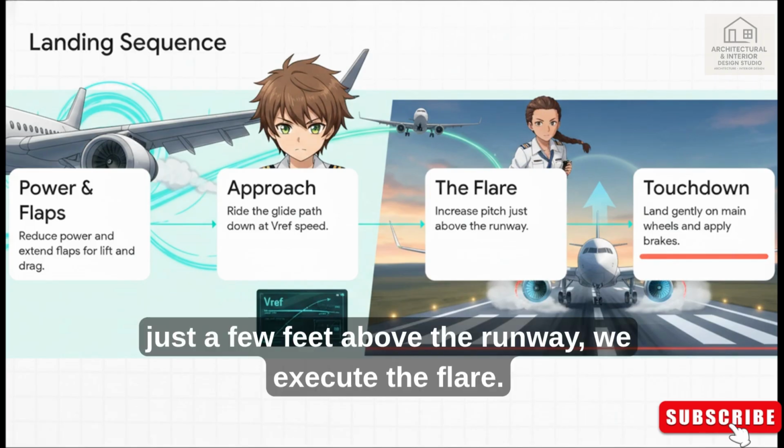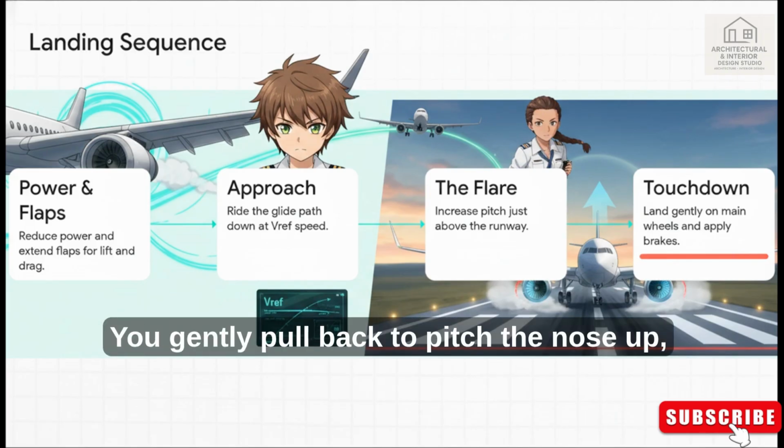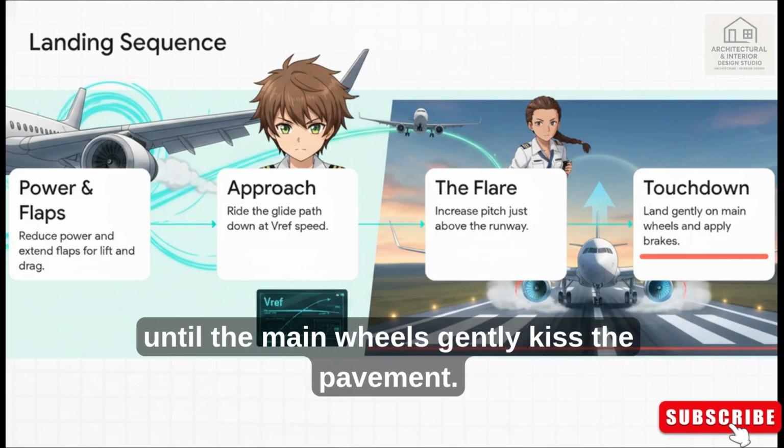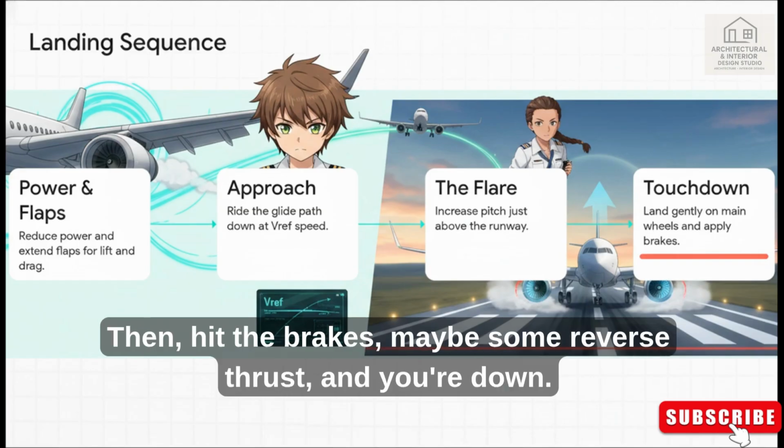Then, just a few feet above the runway, we execute the flare. You gently pull back to pitch the nose up, cutting your descent rate, and you just hold it right there, hovering, until the main wheels gently kiss the pavement. Then, hit the brakes, maybe some reverse thrust, and you're down.